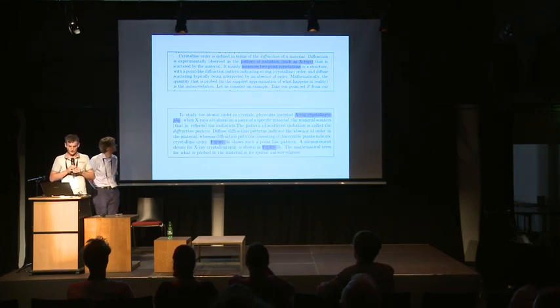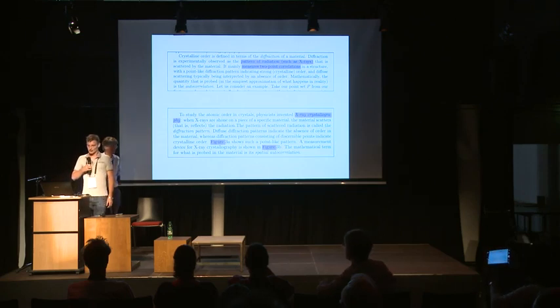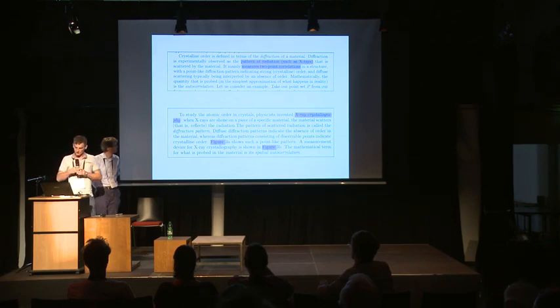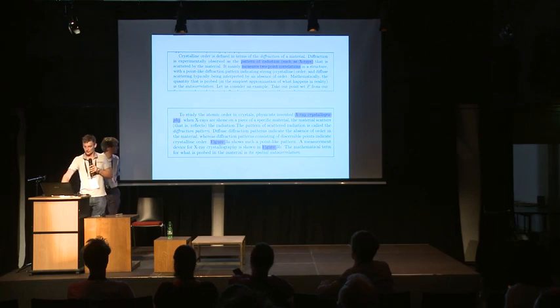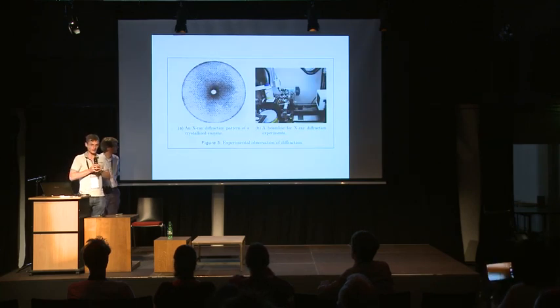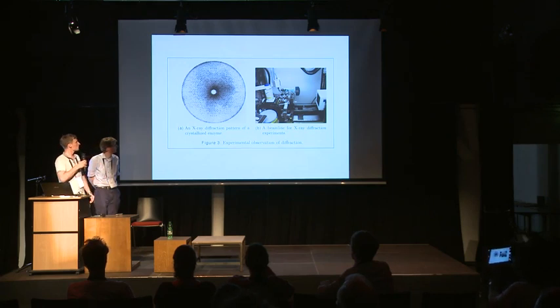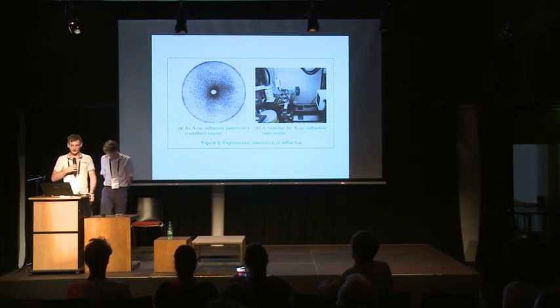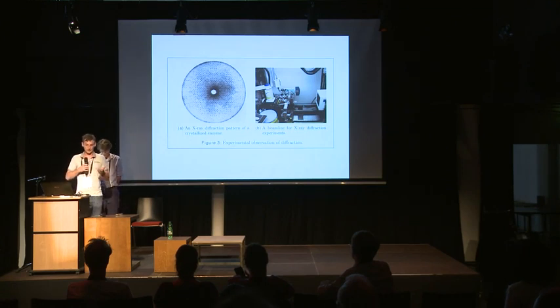So we changed the text. It now reads, to study the atomic order in crystals, physicists invented X-ray crystallography. Then we explain a little bit about this. And then figure 3a shows a point-like pattern. Figure 3b shows a device for X-ray crystallography. So these are the two figures that we created and added to the snapshot. Again, with the idea being that figures make the whole thing more accessible, it looks more attractive, and it also helps readers to digest the explanations in the text.